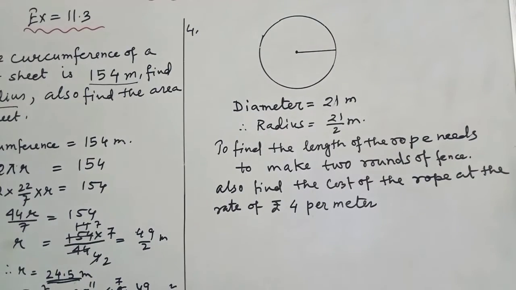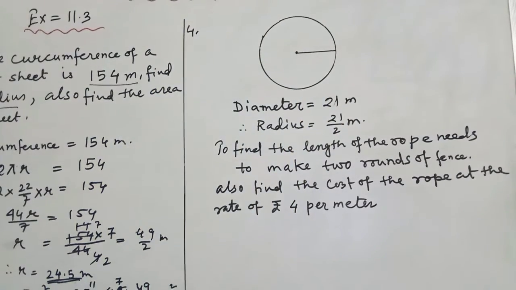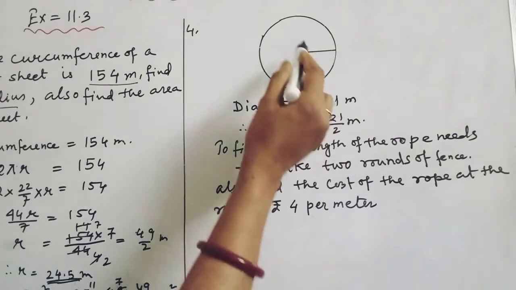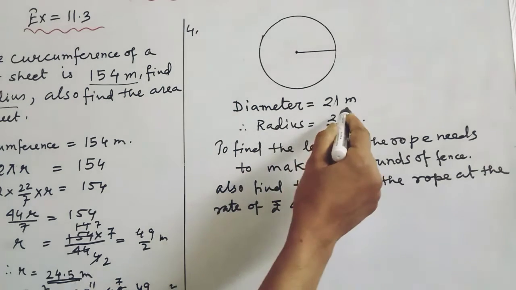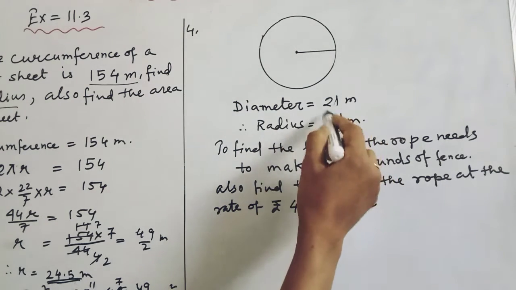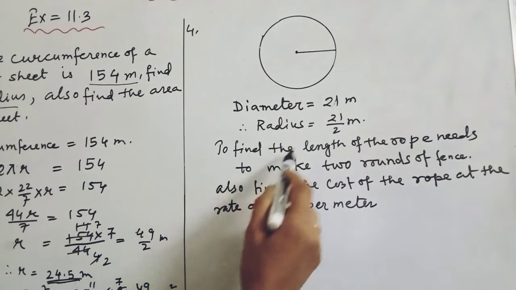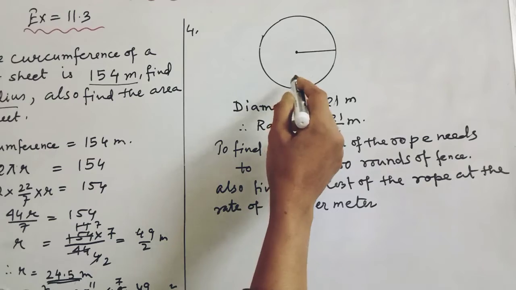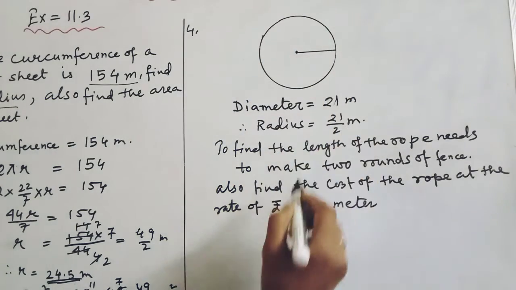In this question we can see that a circular garden is given here. It is given that a gardener wants to fence his circular garden of diameter 21 meter. So by using this diameter you can find out its radius by dividing by 2. Now he wants to fence his garden. Fencing means the perimeter. You have to find the circumference of the circle by using this radius.